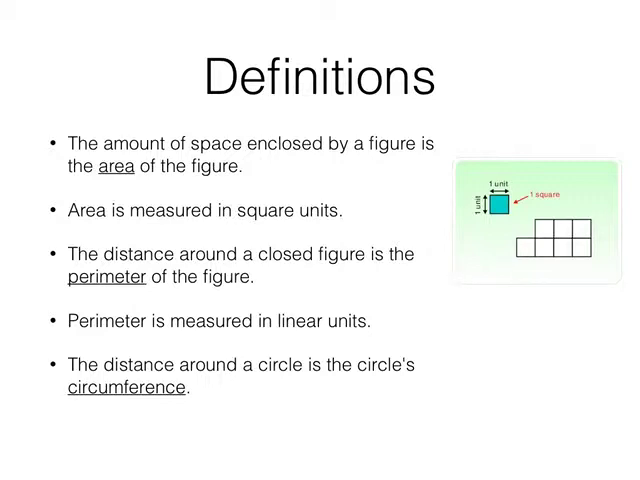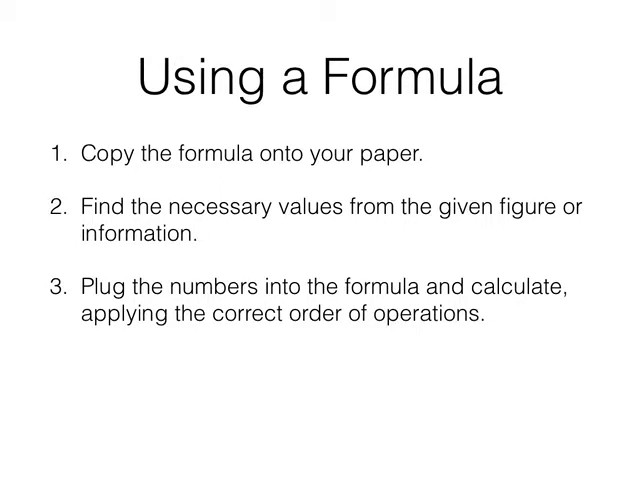The distance around a circle is called the circumference of the circle. They don't use perimeter for circles, they use the word circumference. So we're going to be using formulas. And I want you to remember the way to use a formula. You do not have to copy this section. This is just a reminder on how to use a formula.